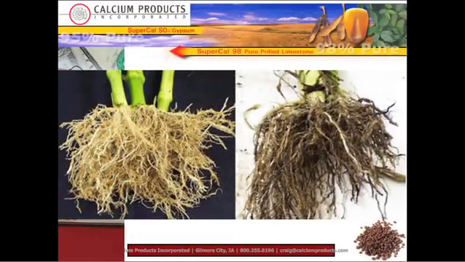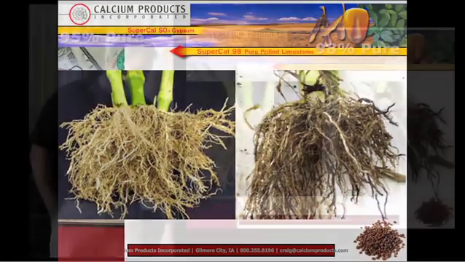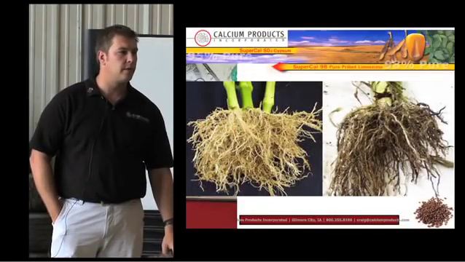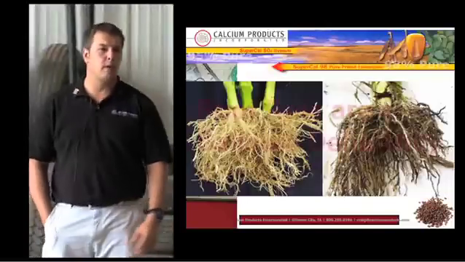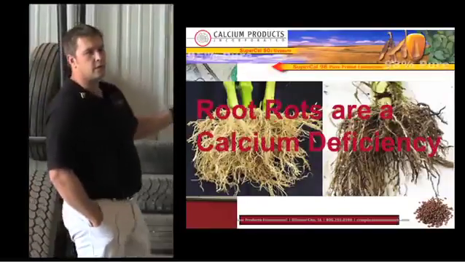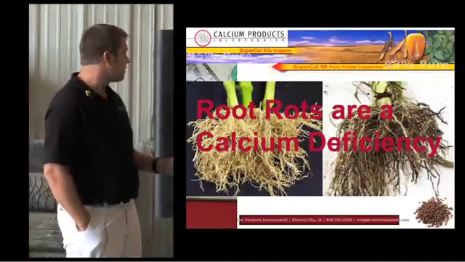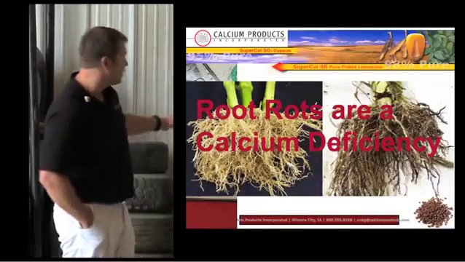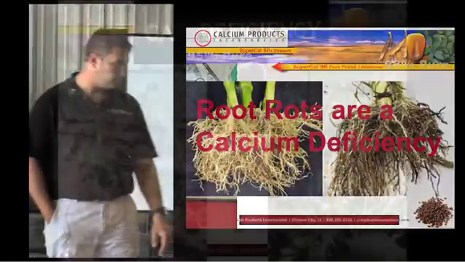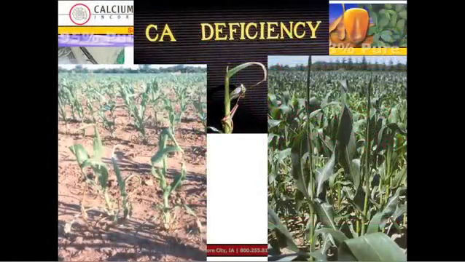Going back to the roots again, healthy roots versus unhealthy roots. Your corn roots should always be bright white. That's a good indication that your pH is good, your calcium levels are high. Lots of other crops, fruits and vegetables especially, you can find all kinds of studies that link calcium to root health and lower incidences of root diseases when calcium is high. So keeping calcium high and available in your soil is going to help fight off root diseases.